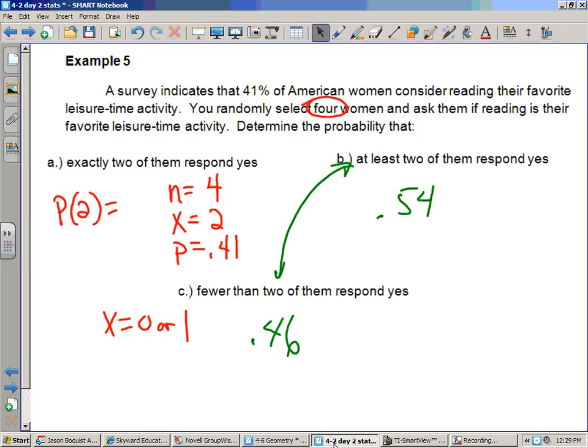And we're almost done. Any questions on that? Is it making sense? Yes.